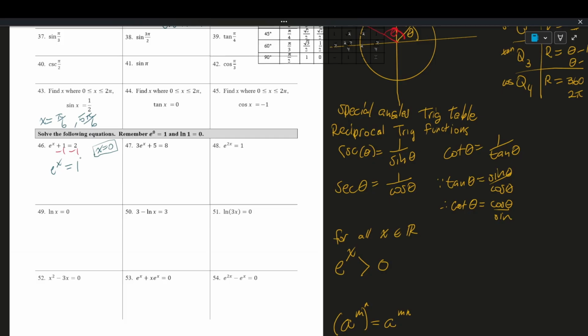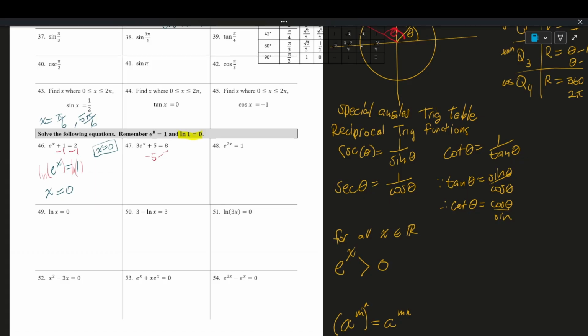But if you didn't want to do that, if you wanted to solve this using inverse operations, you'd take the natural log of e to the x and the natural log of 1. You would remember the natural log of e to the x is just x, so that cancels out. We're left with x equals the natural log of 1, and the natural log of 1 is 0. They gave us that. So you can use that as well. Same thing here.